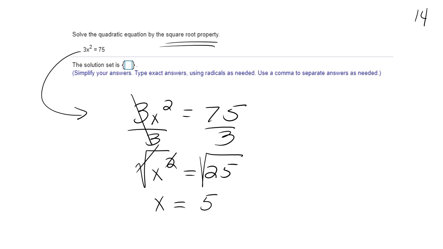Now the square root and the exponent 2 cancel, leaving x, and we know the square root of 25 is 5. However, with the square root method, you should be getting 2 answers. So as soon as you take this square root on the right-hand side, insert the plus minus symbol. Remember, plus minus means positive and negative. So when you go to type this answer in, you could type in a positive 5, comma, a negative 5. The order doesn't really matter.